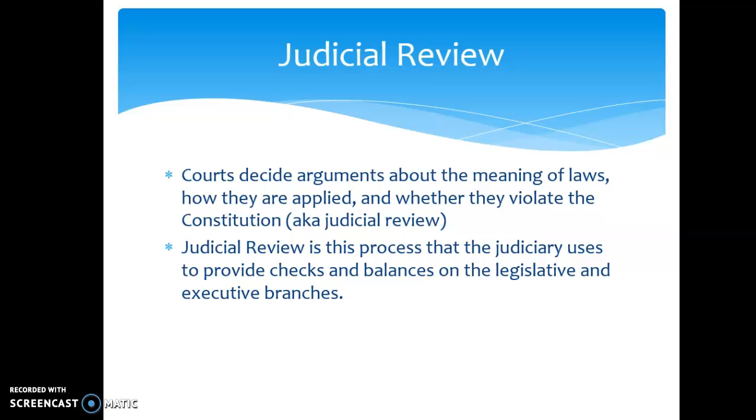Judicial review. Courts decide arguments about the meaning of laws and how they are applied and whether they violate the Constitution. And that is what we call judicial review. So judicial review is the process that the judiciary uses to check and balance what the legislature and executive branches have decided. Within the framework of checks and balances, this is an important tool, and it can be seen as a tool of the judiciary in checking the executive and the legislature.